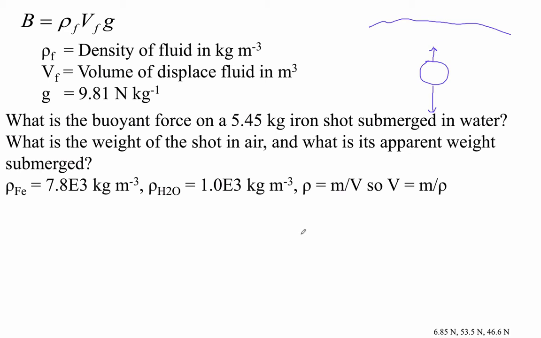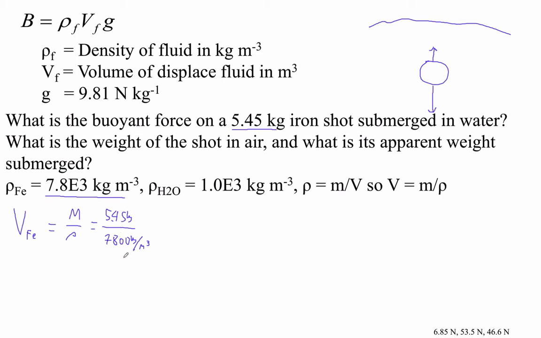All right, so let's see. What is the buoyant force? Oh, okay. So this is tricky because I'm telling you the mass of the iron, right? But since we know the density of the iron and its mass, we can find the volume. So the volume of the iron is equal to the mass divided by the density, right? So 5.45 kilograms divided by 7,800 kilograms per cubic meter. So this will give us our volume, and it'll be tremendously small, right?